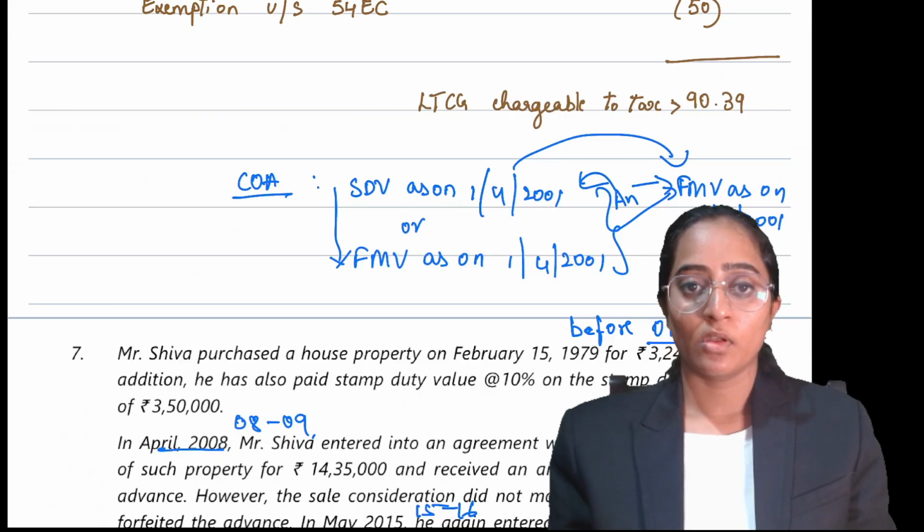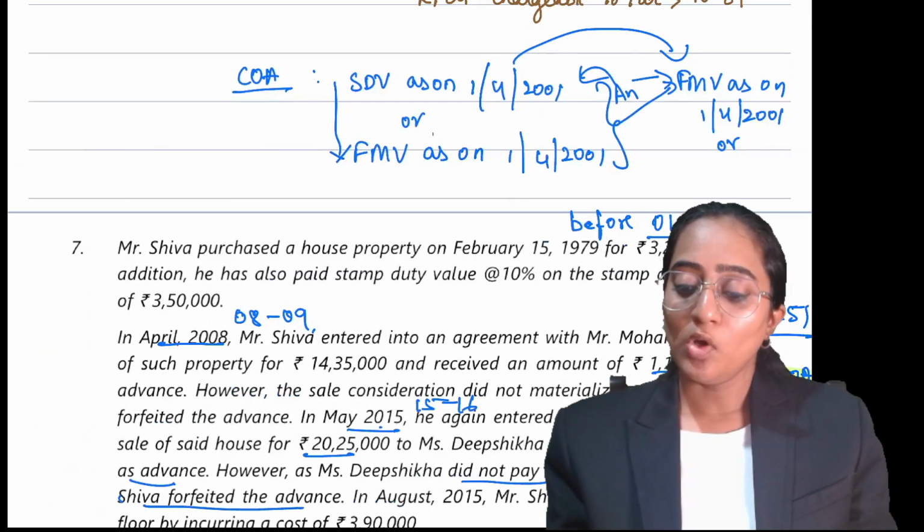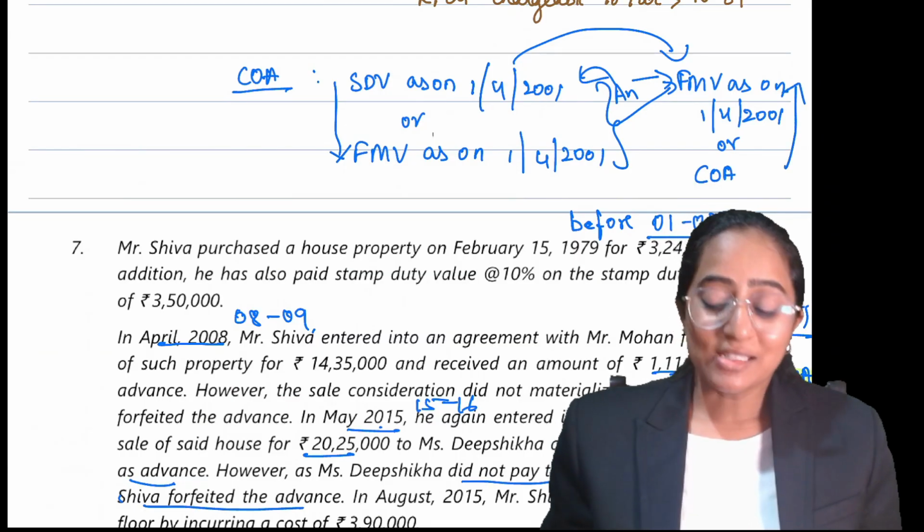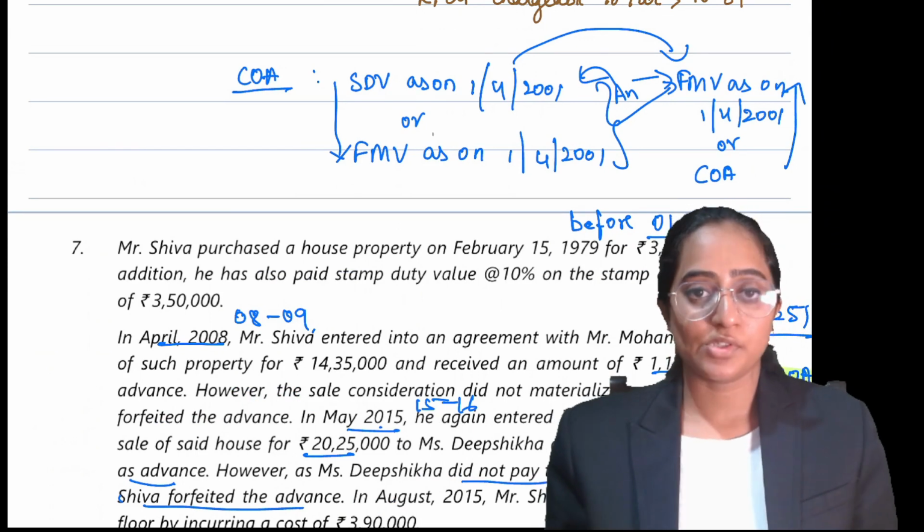Or this, or your actual cost of acquisition, whichever is higher. This is the provision. Why is this provision there? Very simple. See, try to understand.